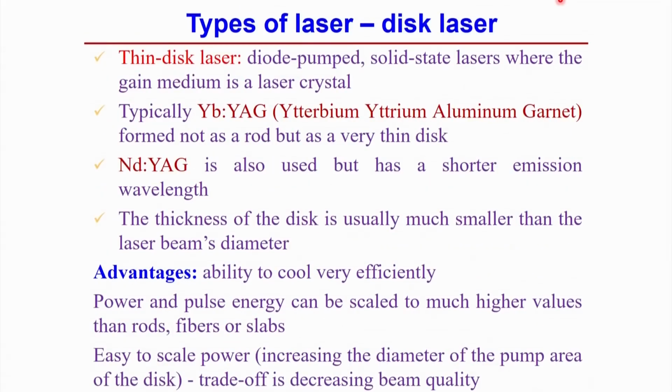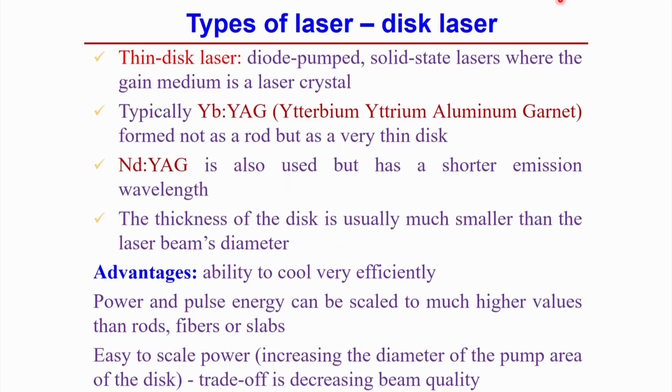Another type commonly used is called the disc laser. For the thin disc laser, for pumping we use a diode pump, and it is also a solid state laser where the gain medium is a laser crystal. In the lasing medium we can use a laser crystal, typically Yb:YAG, yttrium aluminum garnet, not in the form of a rod, but rather a shape like a thin disc. That is why it is called the disc laser.